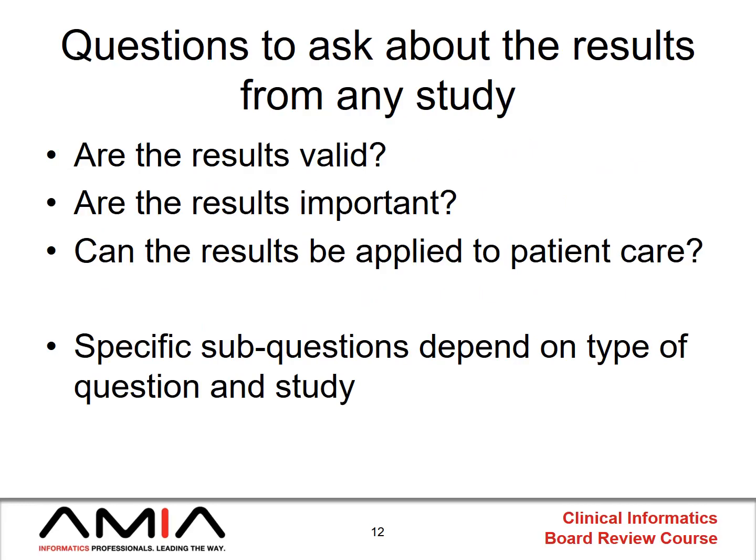Using the category of question, we then seek out the evidence and find studies. And then we critically appraise those studies. And there are three general questions that we ask about any study that we're evaluating. First, are the results valid? Second, are the results important? And then third, can the results be applied to patient care? There are specific sub-questions within each of these major questions, and the specific sub-questions depend on the type of question as well as the type of study that we retrieve.